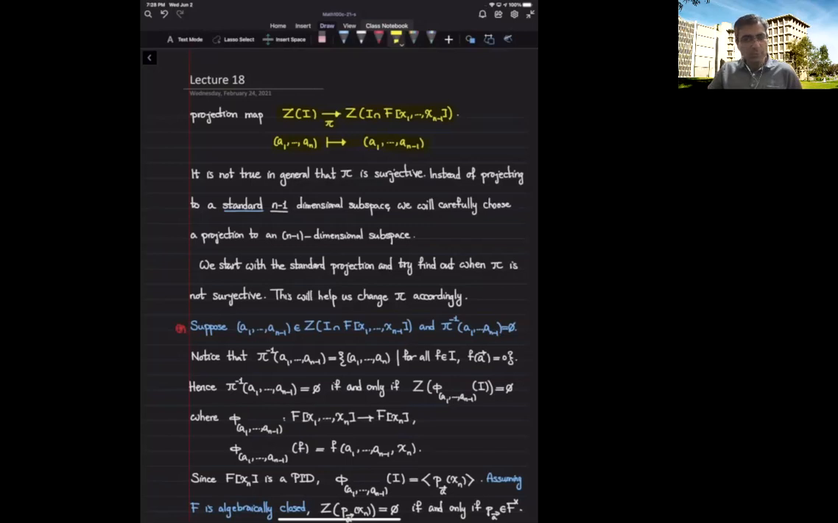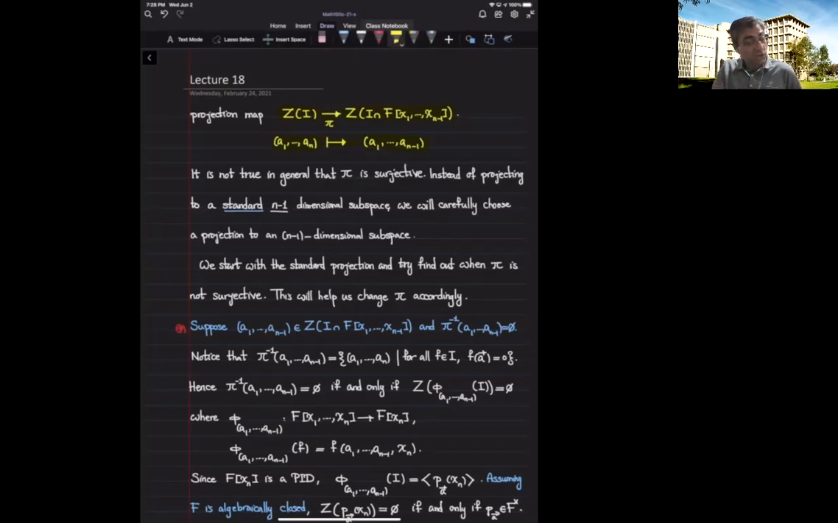Now, next, what we want to do is to take some element in the fiber, in the preimage of (a1, ..., a_{n-1}). We want to find a_n so that the first n-1 components are already given to us. But it's not clear at all why we should be able to do it.